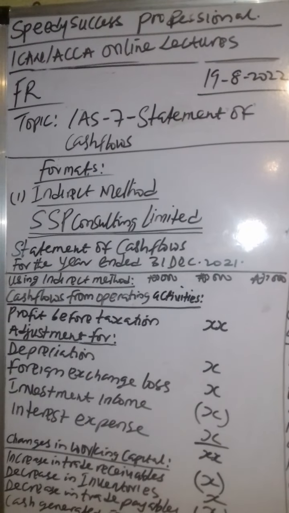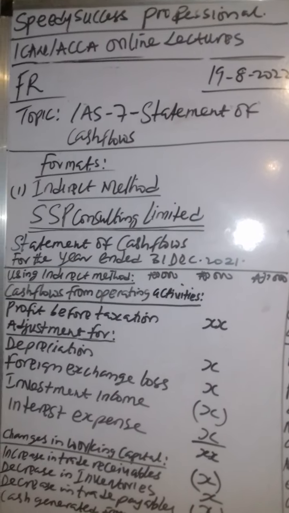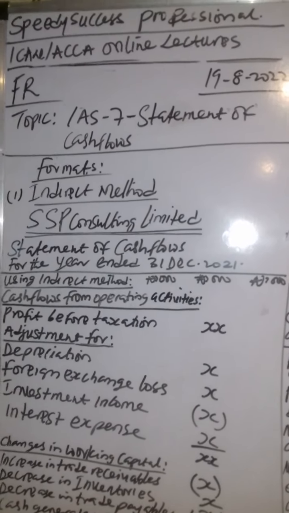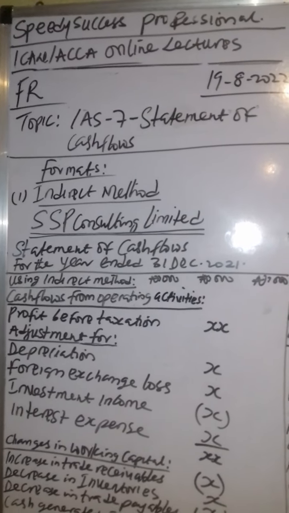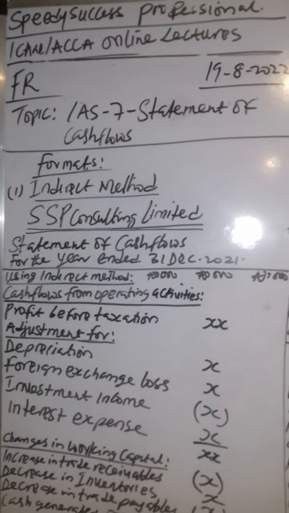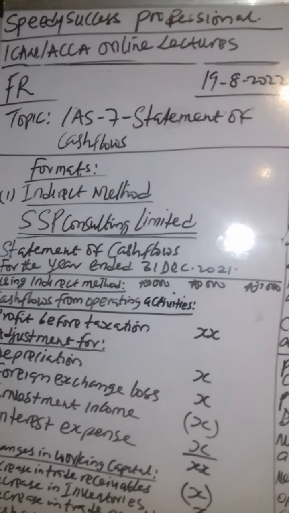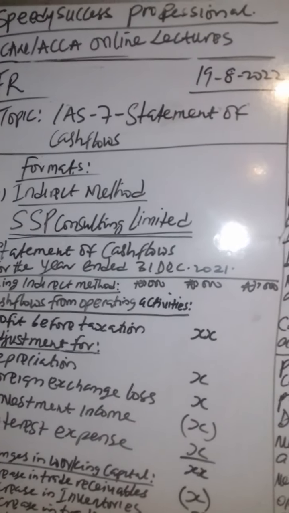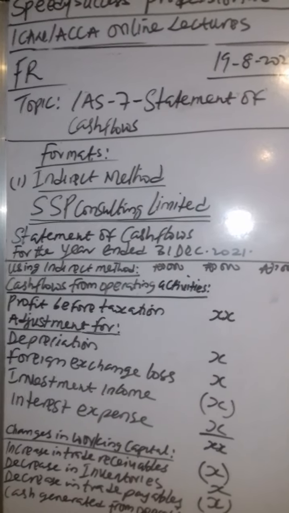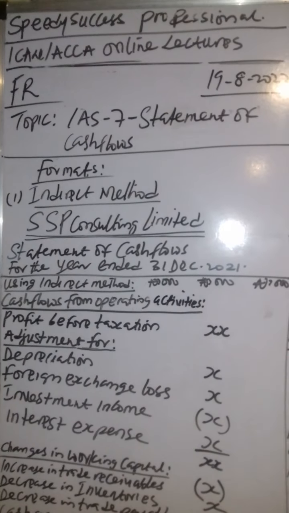Presentation of IAS 7 Statement of Cash Flows. We want to look at how to present the statement of cash flows using the two methods or the two formats. The first format is called the indirect method, and the second format is the direct method.